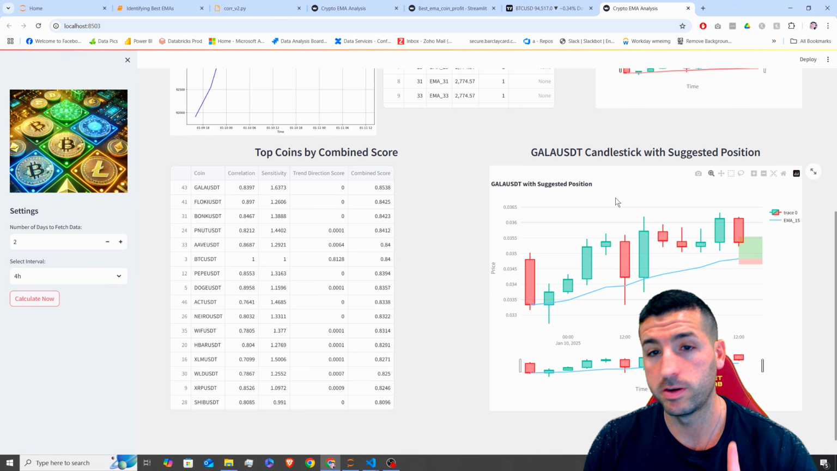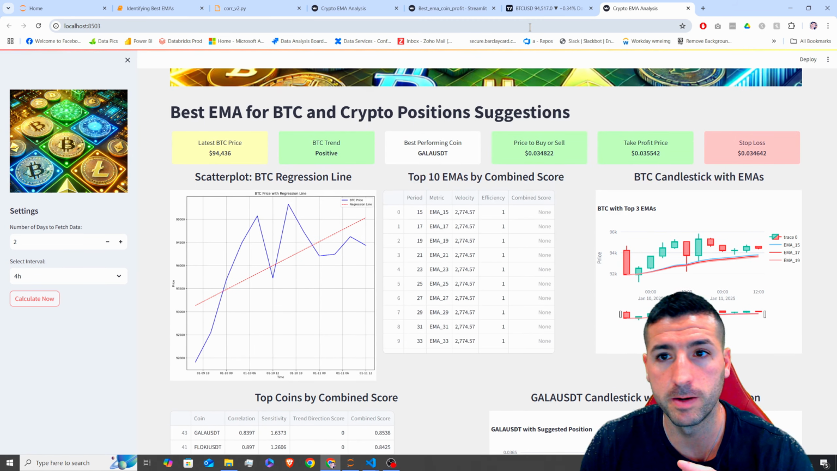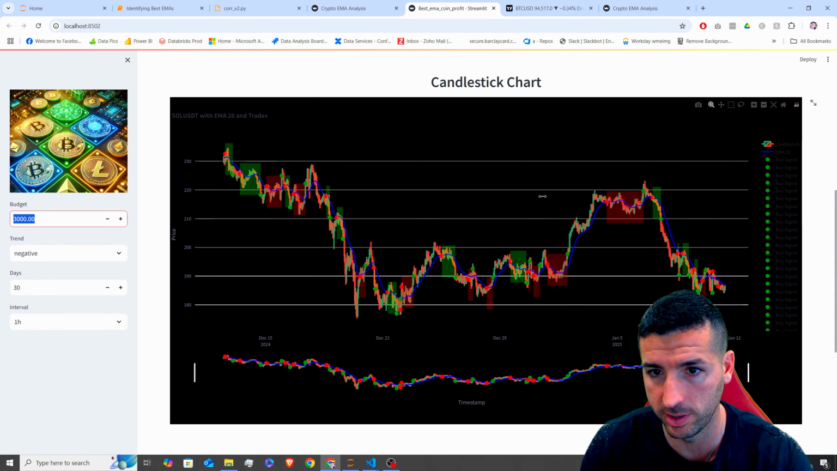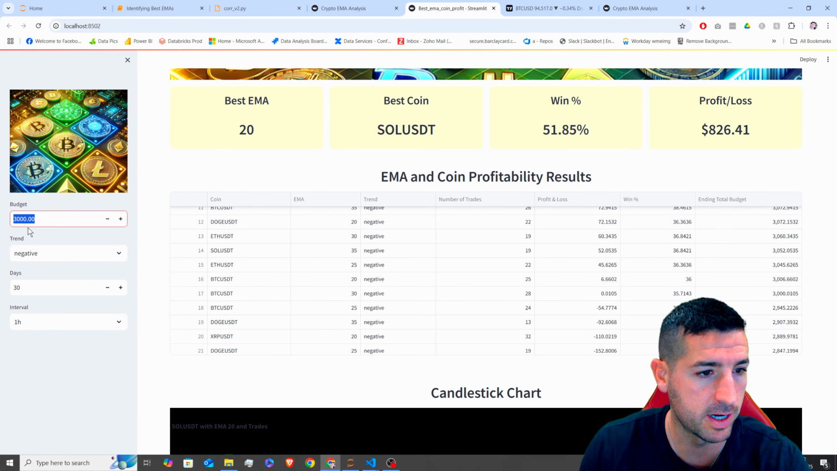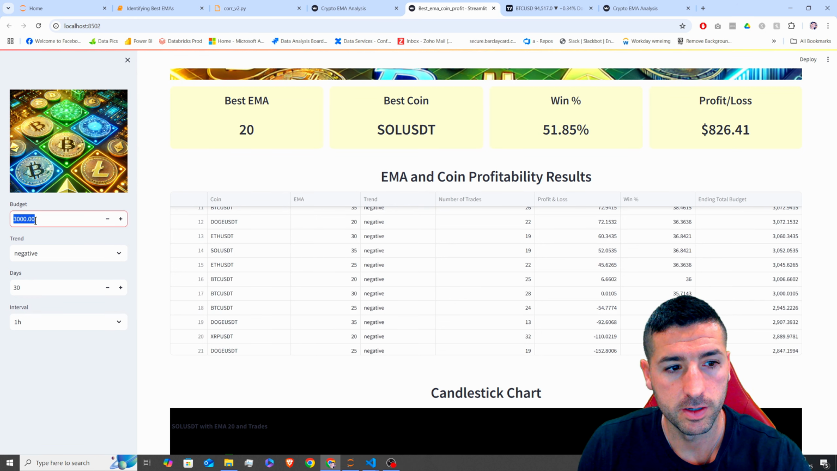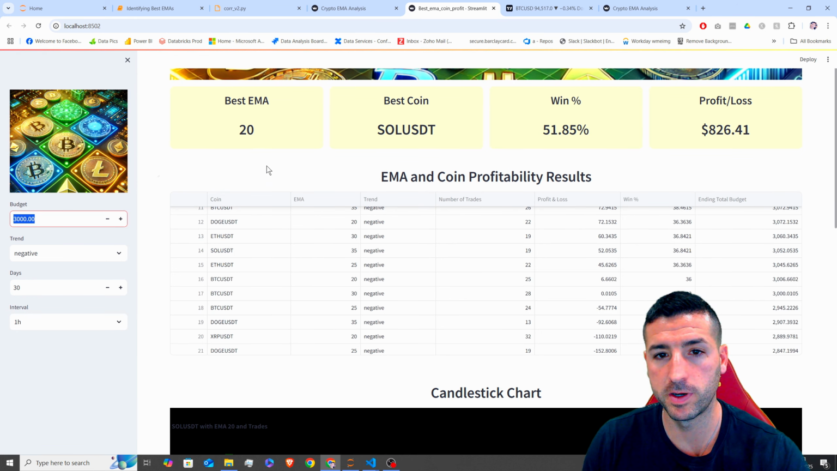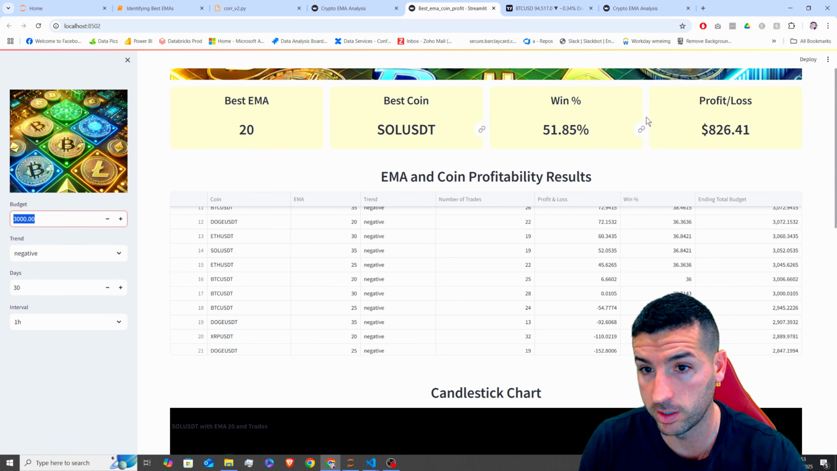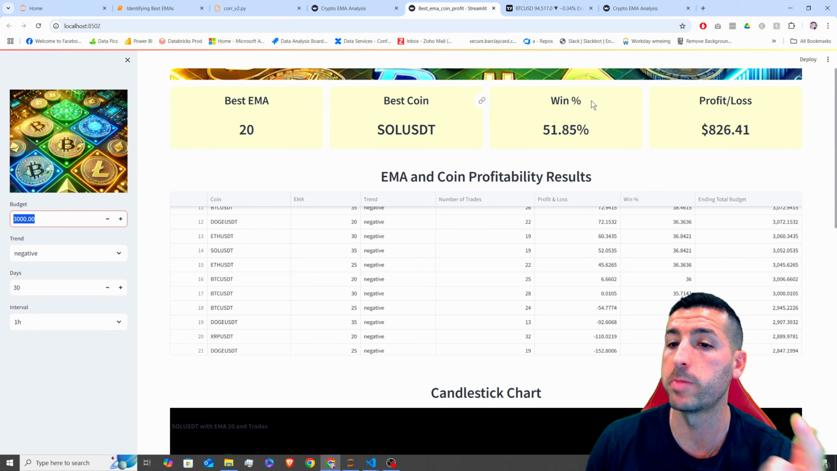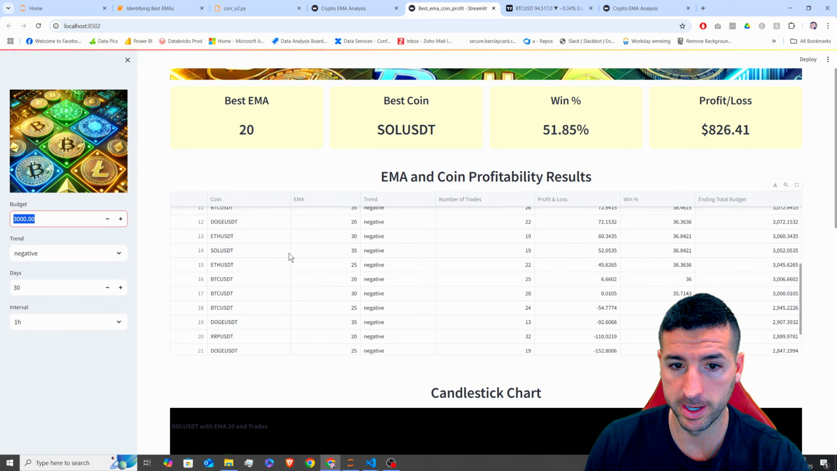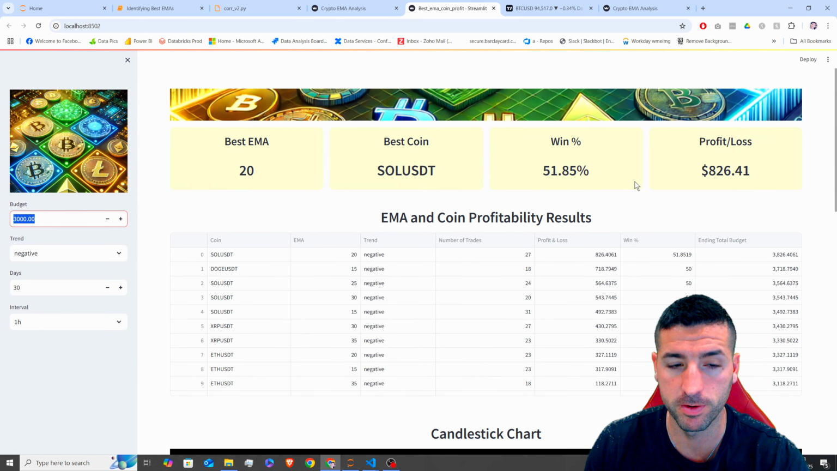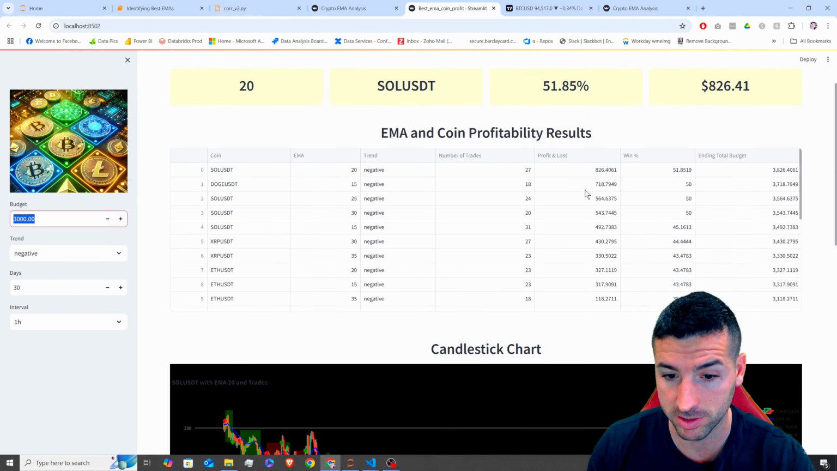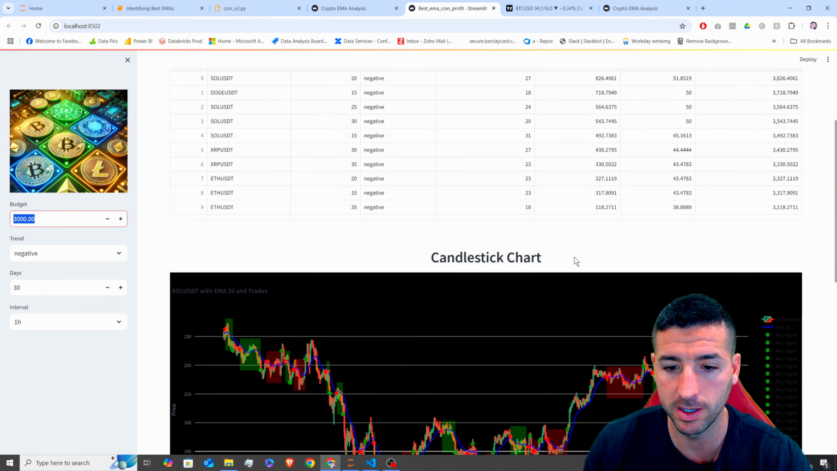In the next video now, I'm actually going to show you how you can backtest this strategy, which is this Streamlit app over here. So if you check at the top, I'm saying that I have 3,000 budget. And then I'm looping through a lot of different EMAs and a lot of different coins. And then I'm calculating the win percentage per EMA and then per coin in order to identify the best performing coin and EMA, assuming we were to take the trades. So it's basically backtesting our strategy.